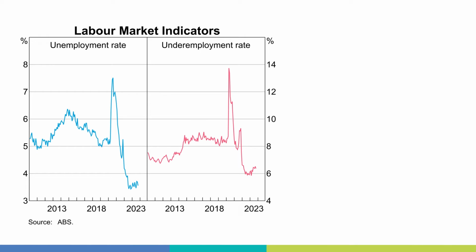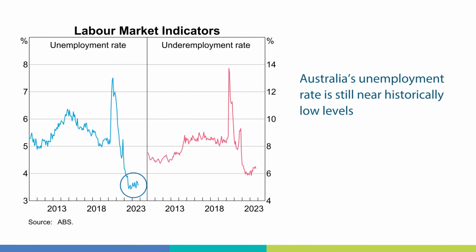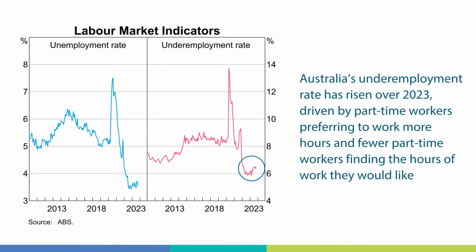Australia's labour market remains tight, but conditions have eased over 2023 as growth in labour demand has moderated, while growth in the supply of labour has remained strong. Australia's unemployment rate is still near historically low levels. Underemployment has risen over 2023, driven both by part-time workers preferring to work more hours and fewer part-time workers finding the hours of work that they would like.